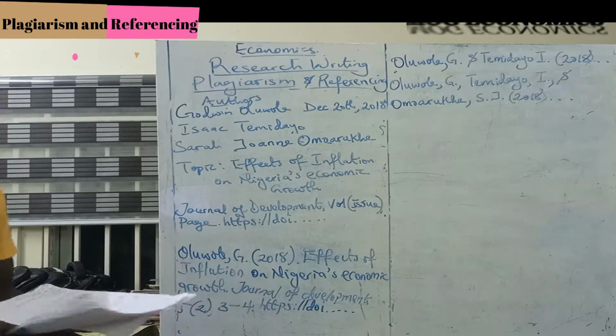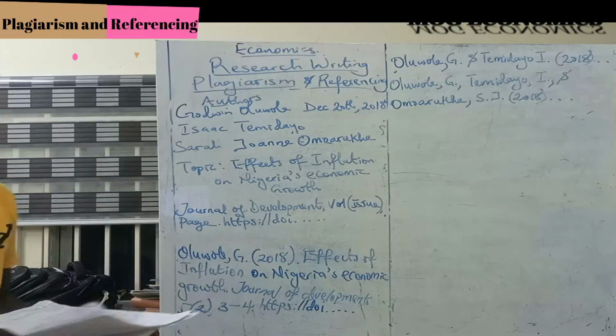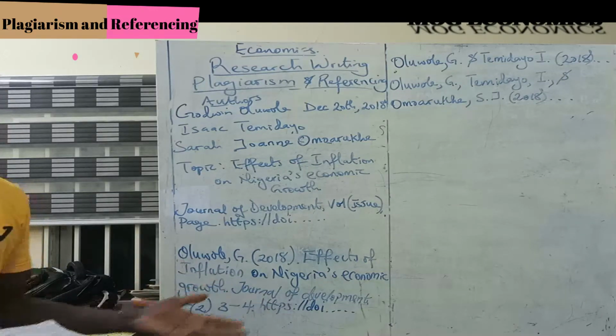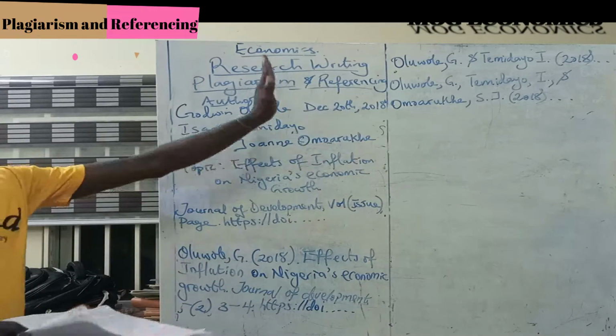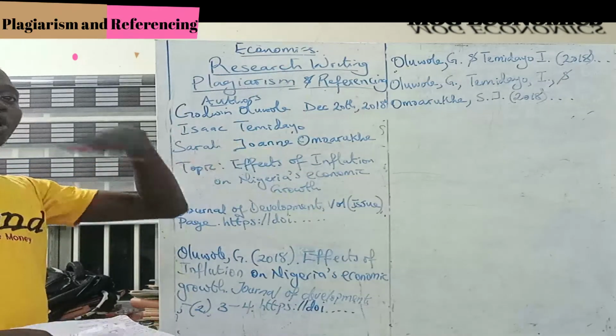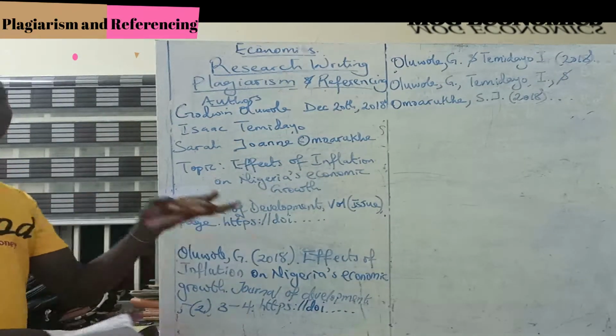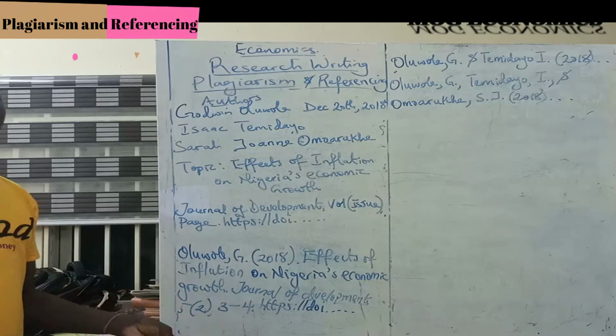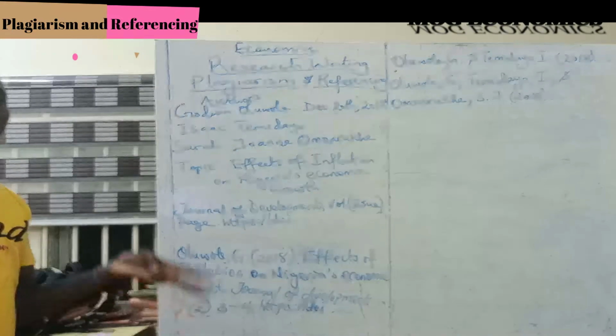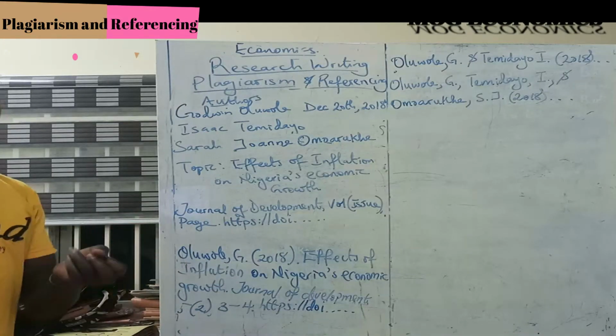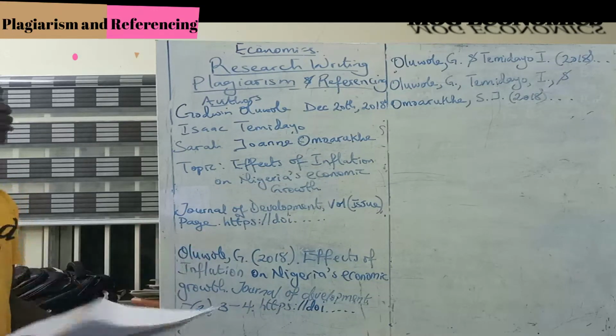For those enrolled with us at School of Economics, the assignment, as I've said earlier, is this: I've done it for journals with 1, 2, 3 authors. You are supposed to replicate this for books, how to reference in APA style for books, for articles, and for newspapers.